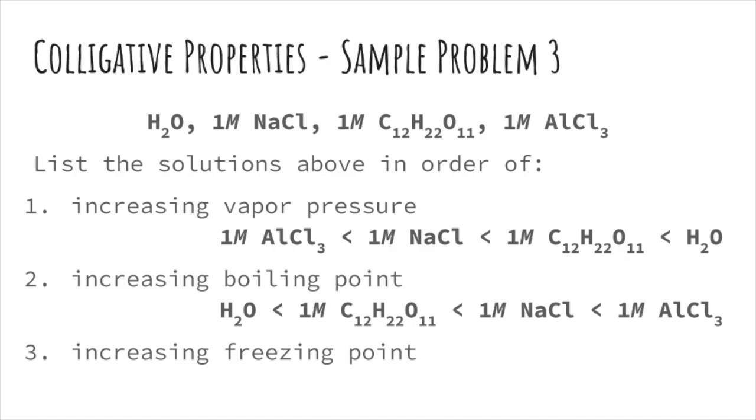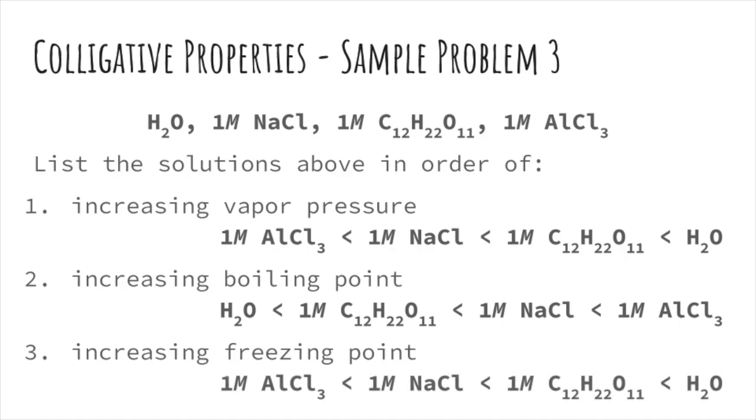So, what about part 3 here? Can you rank these in order from lowest freezing point to highest freezing point? Will it look like the order for number 1 or the order for number 2? It'll match the trend for increasing vapor pressure. More particles dissolved, like in 1 molar aluminum chloride, means more freezing point depression. The more stuff dissolved, the more the freezing point goes down. Water will have the highest freezing point on this list because there aren't any solute particles to lower its freezing point.